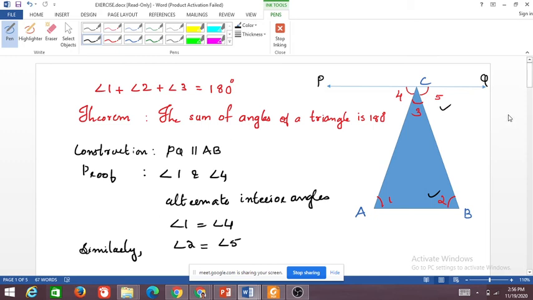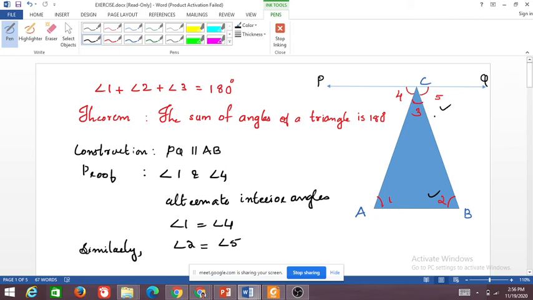Interior angles on the same side of the transversal is supplementary, I agree with that, but they are not interior angles on the same side of the transversal, right, Ramya? Yes, ma'am. Alternate interior angles are equal, ma'am. They are alternate interior angles, and alternate interior angles are equal.